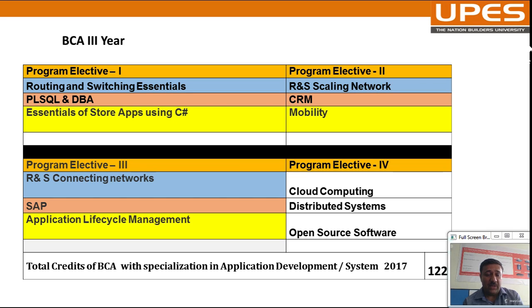One is Application Lifecycle Management, and you will be interested to know that this is not fixed. The elective list will keep on increasing as per industry or market demands. And program elective 5 has the core computer science papers like cloud computing, distributed systems, open source. Students will opt for one paper out of program elective 1, 2, 3, and 4 as per their own choice. And these elective choices start from semester 4 onwards.